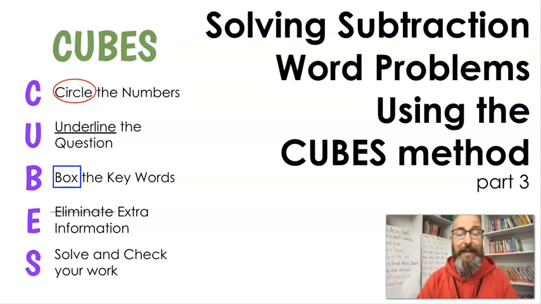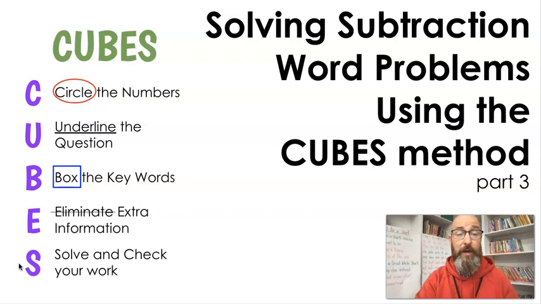As we get started today, let's review what cubes is. We know that C stands for circle the numbers. U is underline the question. B is box the keywords. E is eliminate extra information, that stuff that doesn't really belong or doesn't really help us solve the question. And S is solve and check your work.